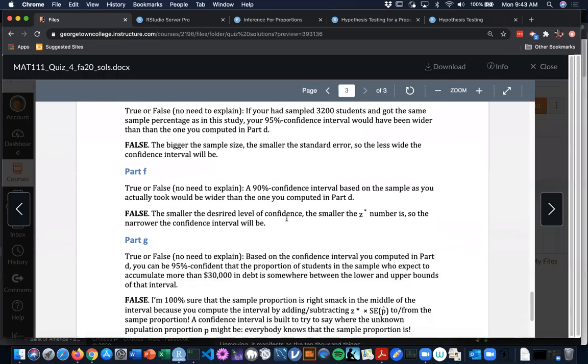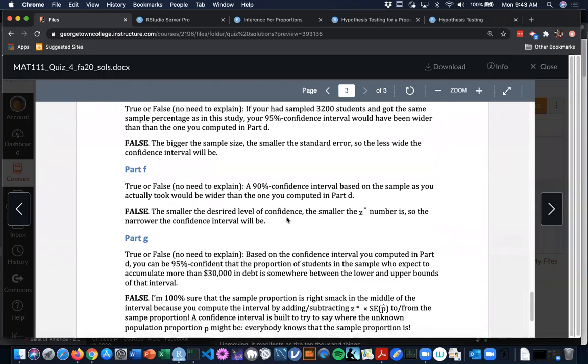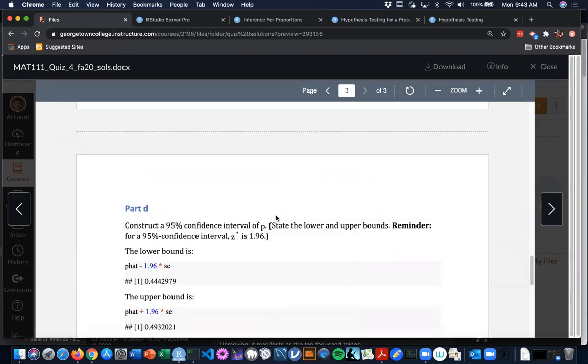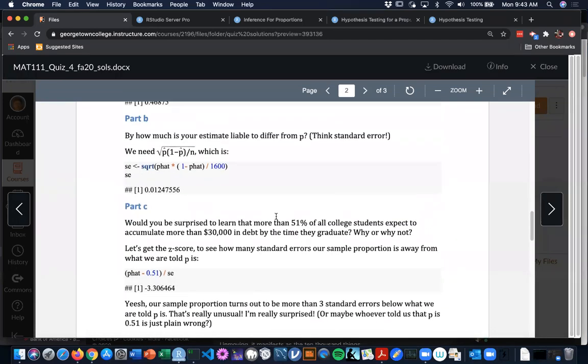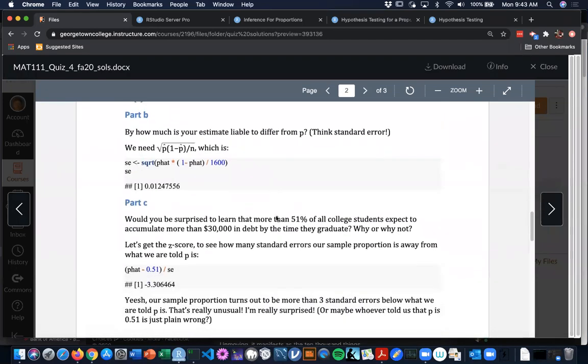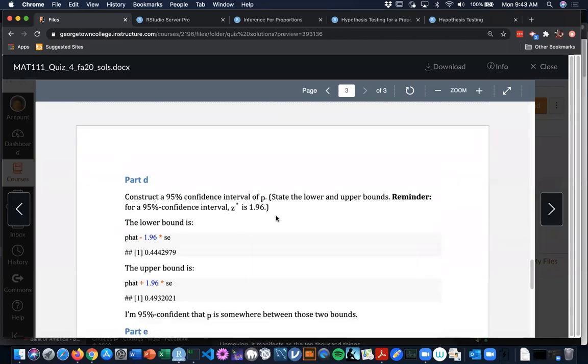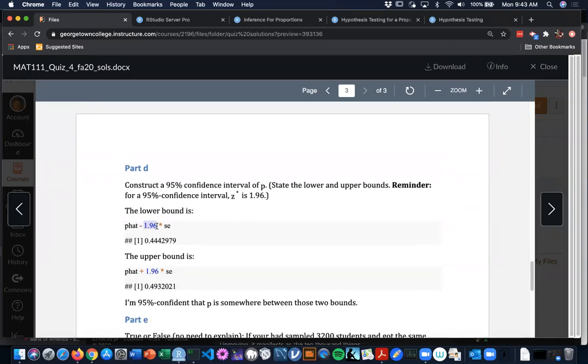Part F, true or false: a 90% confidence interval based on the sample that you actually took would be wider than the one that you computed in Part D. Would it be wider? No. The smaller the desired level of confidence, the smaller the z-star is. And so that would make the confidence interval narrower, because you'd be using a smaller number for the z-star, making the margin of error smaller.